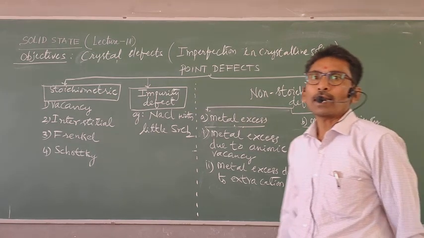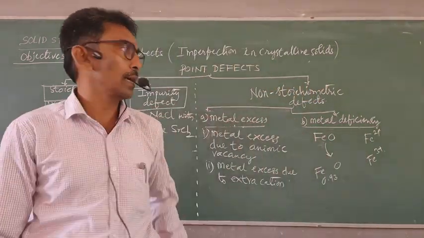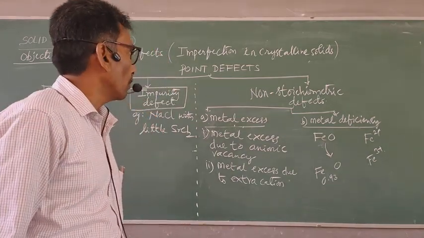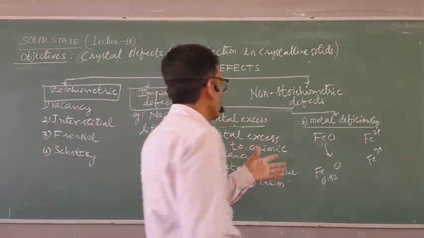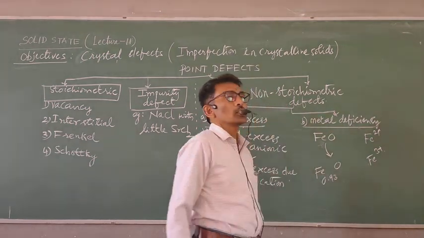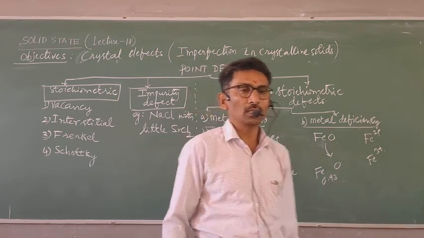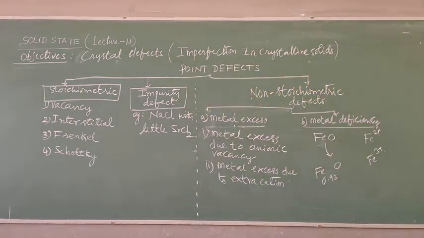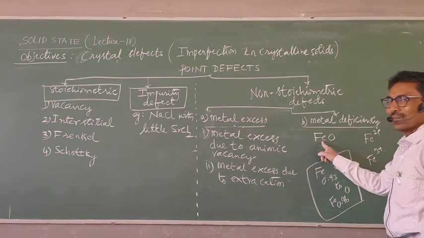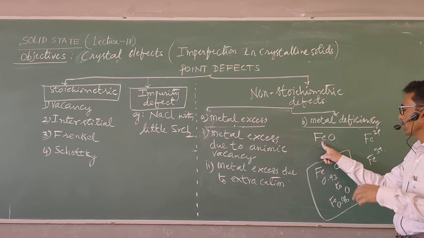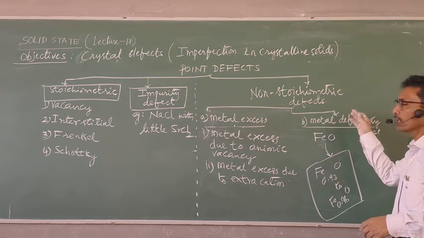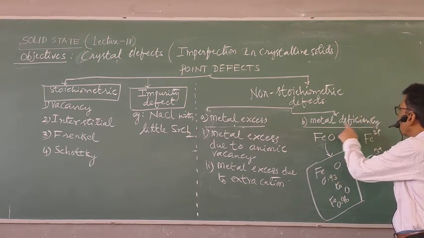That is, transition and inner transition elements form compounds without maintaining stoichiometric proportions due to variable oxidation states. That is another one known as metal deficiency defect. Yes, observe dear students, less amount of metal present than the required amount in the given solid is known as metal deficiency defect.